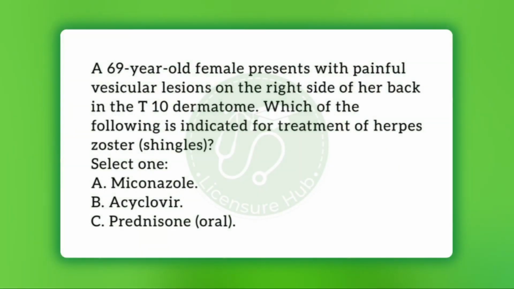This question reads on your screen: a 69-year-old female presents with painful vesicular lesions on the right side of her back in the T10 dermatome. Which of the following is indicated for herpes zoster, that is shingles? A. Miconazole, B. Acyclovir, C. Prednisone (oral).